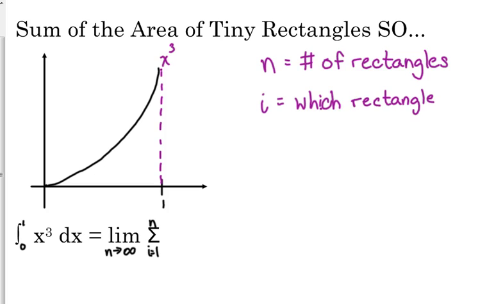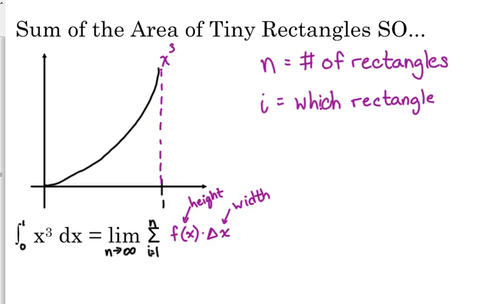Okay. So what we're looking at is f of x times delta x, okay? Because f of x is the height, delta x is the width. So we're adding up the area of all the rectangles, the height, f of x, times the width, delta x. Well, we've got to get specific about it, okay?